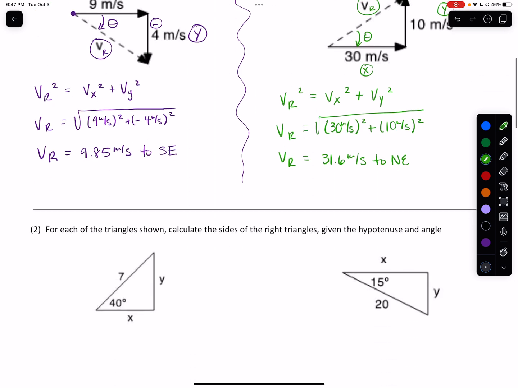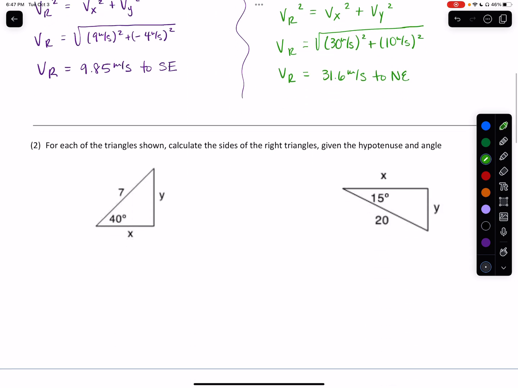But what if you're not? What if instead you know the angle theta and you know the hypotenuse? Can we use that information to find the component magnitudes? And the answer, of course, is yes. All right. We know that the angle theta and then the hypotenuse can be used with our trig functions to find these two different pieces.